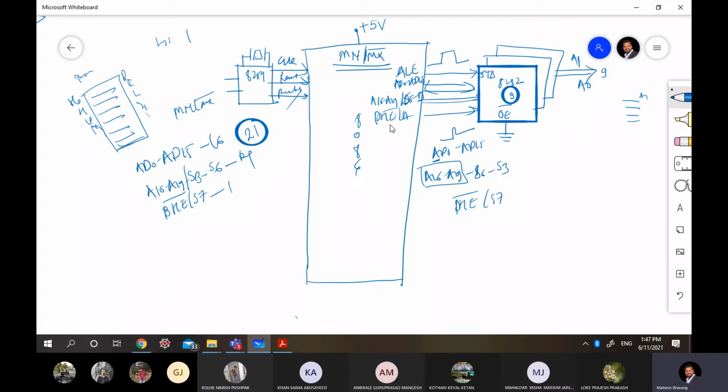From here we will get BHE, BHE bar. Are you getting it? So these are the two signals which will be available at the output of this particular latch. Getting it? Okay. So that is how, by using a latch, we have demultiplexed.